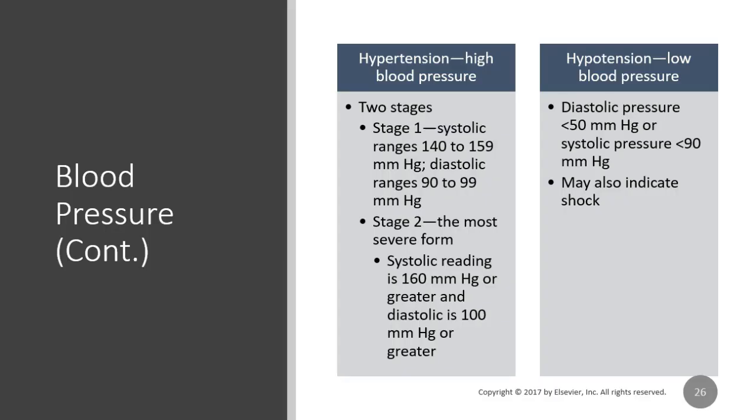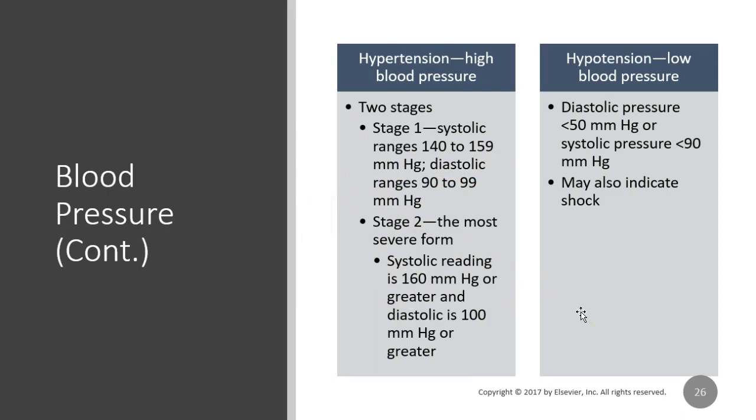So hypertension or high blood pressure, there's two stages. The first stage, your systolic range is 140 to 159, and your diastolic is 90 to 99. Stage 2 is the most severe, so that's a systolic reading of 160 or greater, and your diastolic is 100 or higher. So that patient is in severe trouble. You need to get their blood pressure down quickly, especially for stage 2.